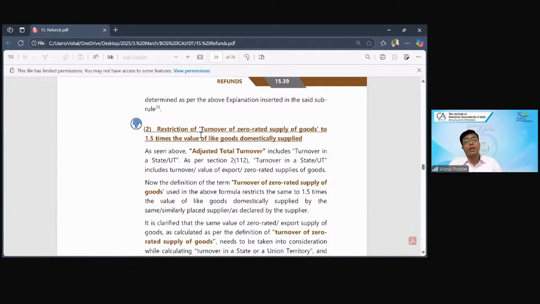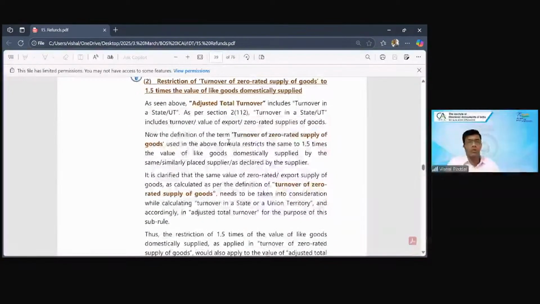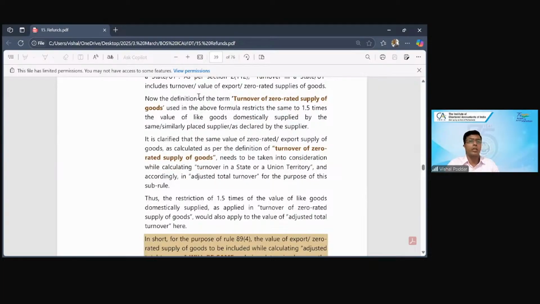Next, restriction of turnover of zero rated supply of goods up to 1.5 times of domestic price. So what they are saying, as seen above, adjusted turnover includes turnover in state, union territory, etc. Turnover in state, union territory includes turnover or value of exported goods also. Now, the definition of the term turnover of zero rated supply of goods used in the above formula is also restricted to the same 1.5 times.